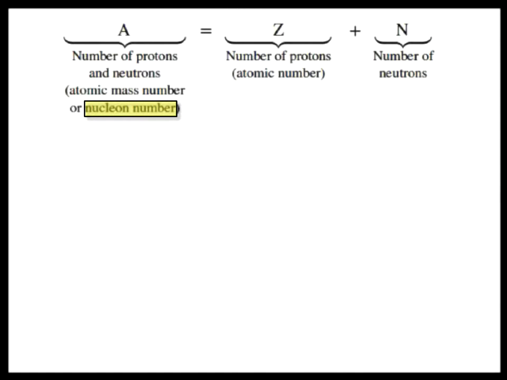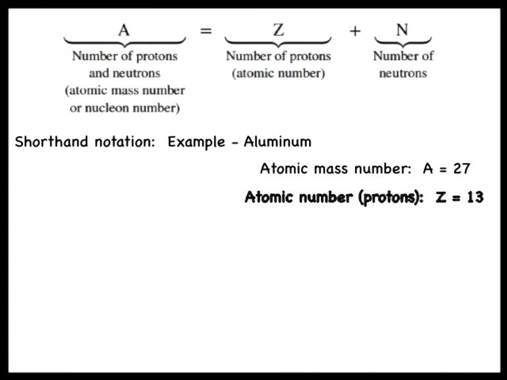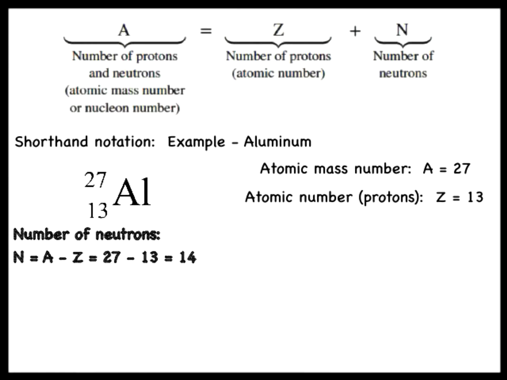A shorthand notation is often used to specify Z and A along with the chemical symbol of the element. For instance, the nuclei of all naturally occurring aluminum atoms have A equals 27, and the atomic number for aluminum is Z equals 13. In shorthand notation, then, the aluminum nucleus is specified as the following. The number of neutrons in an aluminum nucleus is not given explicitly by this shorthand notation. However, it can be determined easily with the equation above, which indicates that N is equal to A minus Z, which equals 14 in this case.